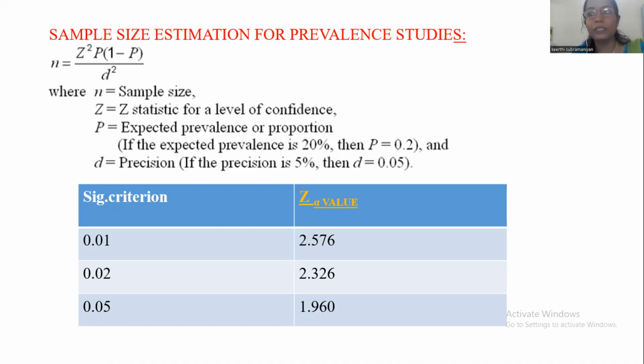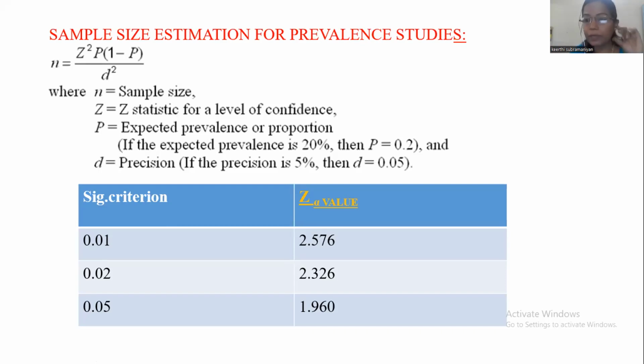So don't think about how it has been derived. It's 1.96. Clear? If you have 98% confidence, then it is 2.326, and so on. So that you have to fix. Rest everything you will get. P is the prevalence already.